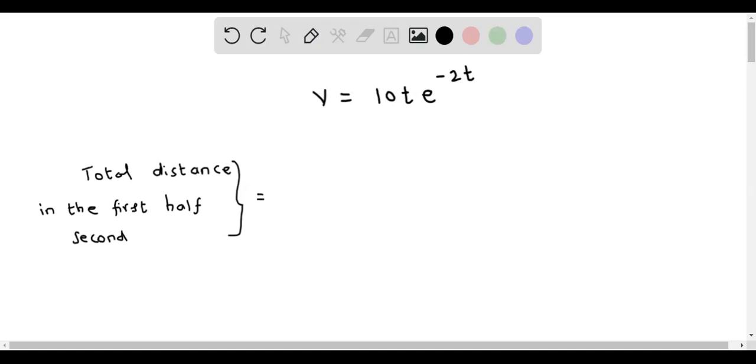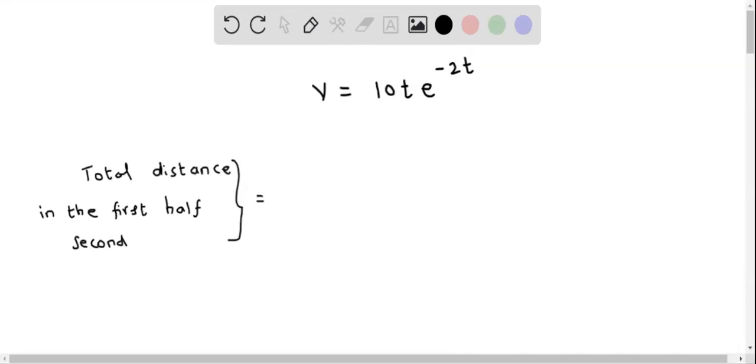We now determine the total distance traveled by the particle in the first half second, given that the velocity function v equals 10t e power negative 2t. So we write down this total function. This is the integral of the velocity function dt. Since we want to calculate the distance in the first half second, we put the limits from 0 to half. That is, the lower limit is 0 and the upper limit is half.